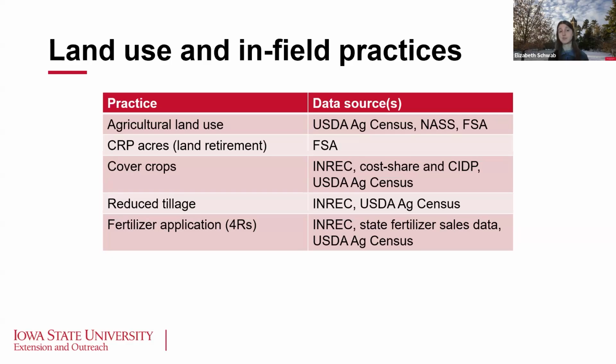Reduced tillage, same thing. We have that survey that's conducted annually and census data every 5 years. And fertilizer application. So looking at the 4 R's for fertilizer application, because again, we're looking at practices that support the Iowa Nutrient Reduction Strategy's approved practice list. NREC survey, we're looking at state fertilizer sales data to understand what's being purchased every year. And we do also use the Census of Agriculture. We actually use that for getting animal numbers, which are used to help us estimate manure contributions to nitrogen.